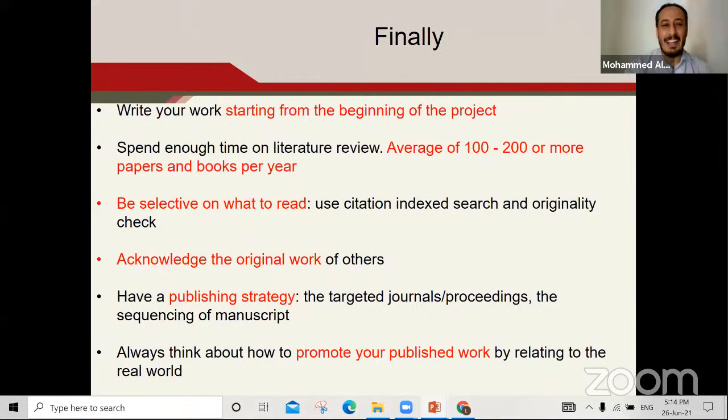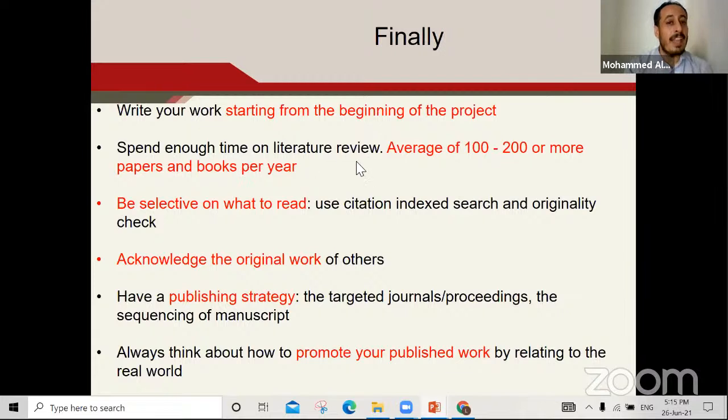Sorry, I'm running out of time. So you have to start writing your article from the beginning. This is the advice for the students. Don't wait until you complete your experiment. You have the methodology, you have started the first experiment, get it done. Write your methodology, write your result.